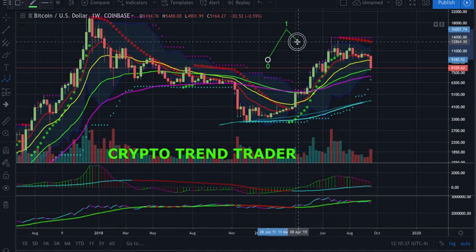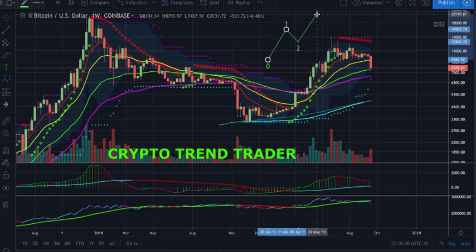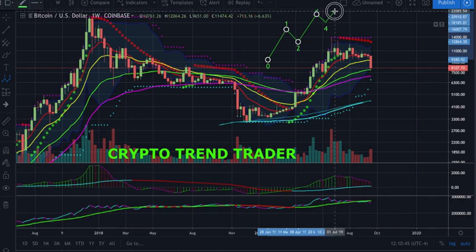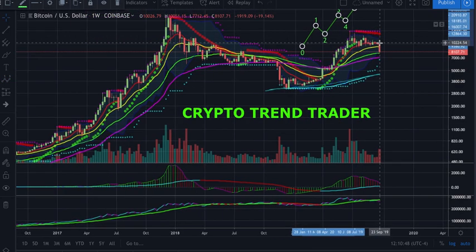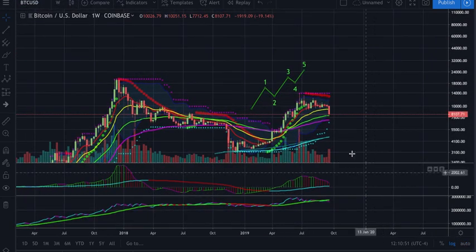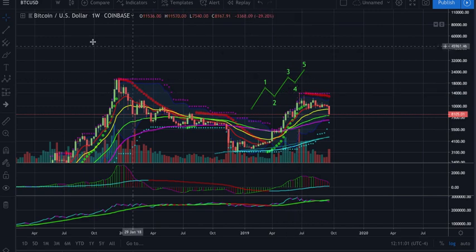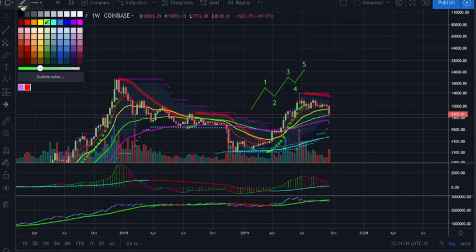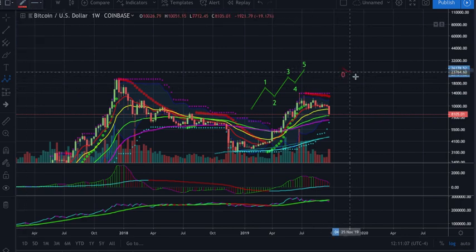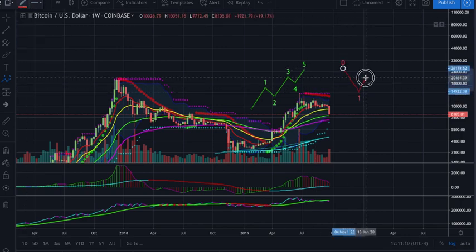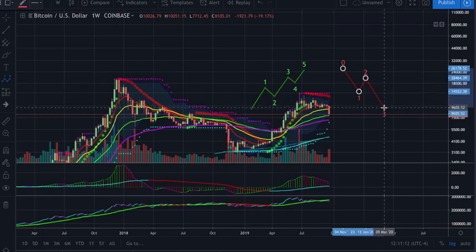So you have one, a pullback on the 1, which is the 2, then you have a 3, which is a push up, then a pullback off the push up, then you have your 4. And then essentially what you're looking to do, in an uptrend, is trade this bit, then reaccumulate at the bottom of that, then trade this, reaccumulate, trade this, and then in the downtrend, you're looking to do the opposite. So you're looking to short that, trade that, short that, trade that.